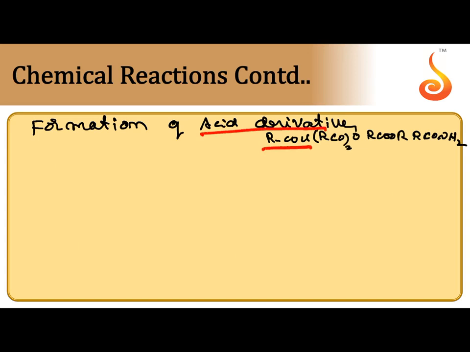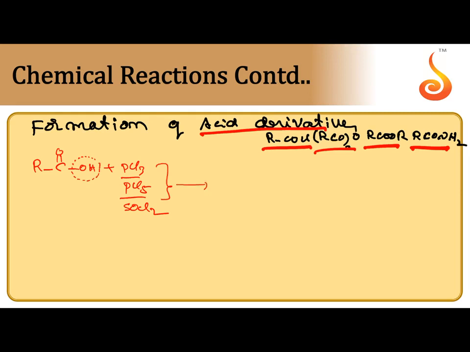Next, formation of acid derivatives may be acid chloride, anhydride, acid ester and amide. RCOOH, when it is reacted with PCl3, PCl5 or even with SOCl2, similar to alcohols, the OH group present in carboxylic acid is substituted by Cl. So we can get acid chloride.